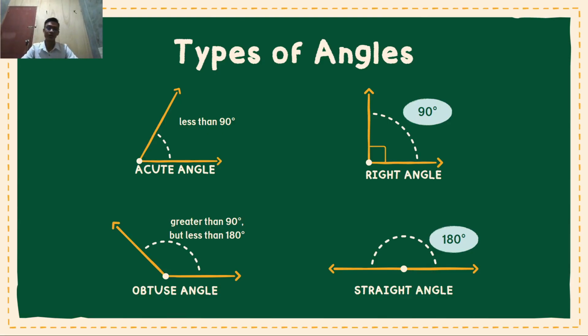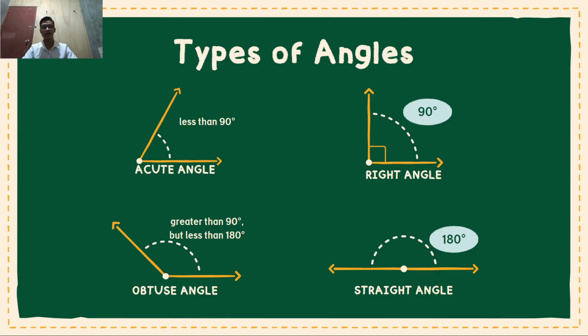And last but not the least, we have the straight angle. The straight angle is exactly 180 degrees. Dapat hindi sobra at hindi din kukulang. Kapag sumobra yan ng kahit isang degree, naging 181 degrees, that's another thing, right? Okay, so these are the types of angles.